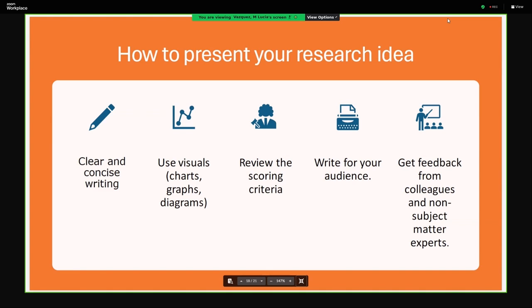Another thing we should keep in mind is to get feedback from other people, your colleagues, because they have expertise in the area, but also people who are not experts. Particularly when you are writing a proposal for a foundation, you may have people who are not experts in your area. They're just people who are volunteering to come. So you want to make sure that they understand what you're proposing. That's why it is very important to include non-subject matter experts as part of the review process before you submit that application.